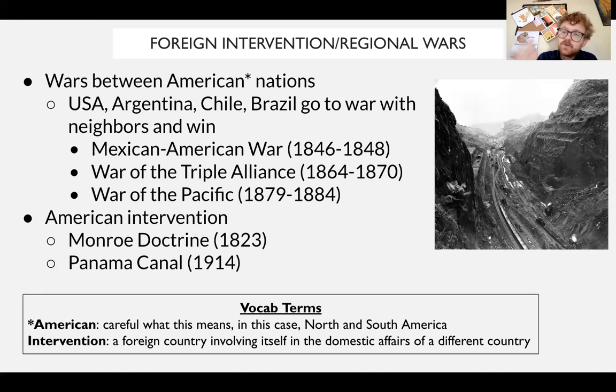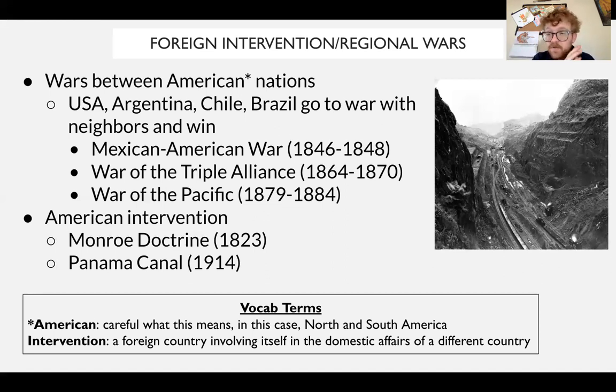So Colombia controls the region that will become Panama, but then suddenly there's some sort of Panamanian independence movement. And guess who's supporting this? It's the United States. And Panama is going to win. It's going to get its independence. And what do you know? They're so grateful they give us the land to build a canal.